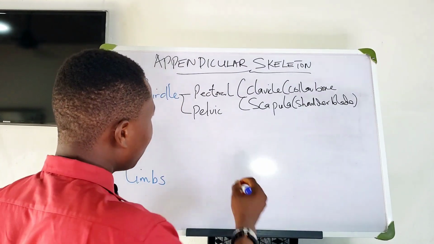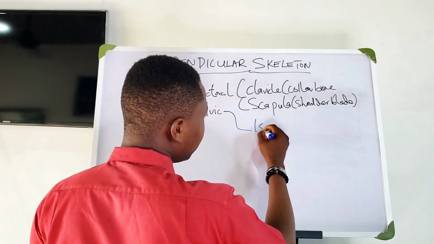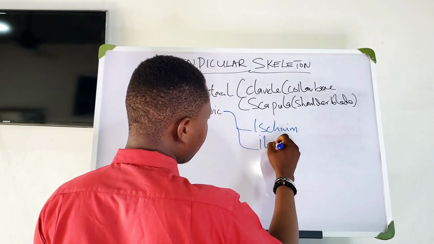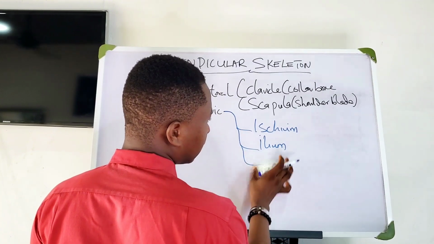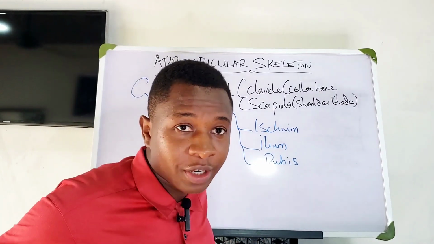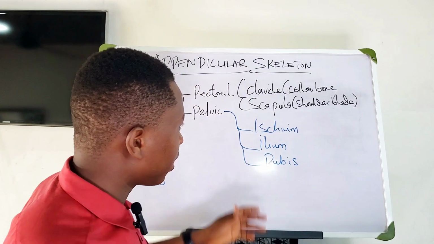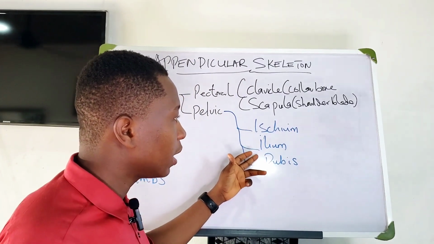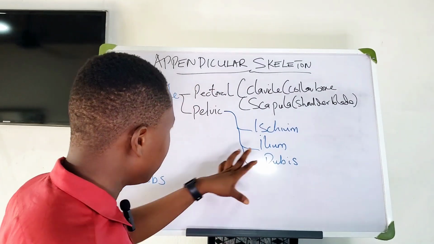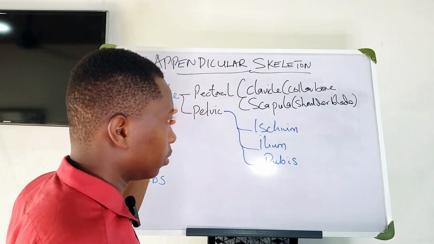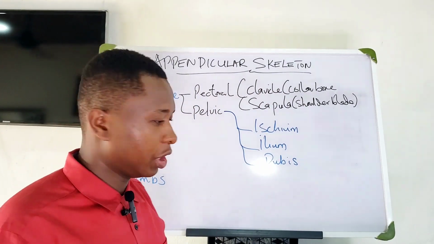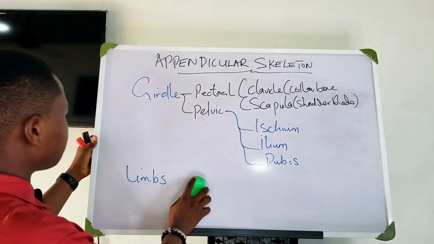The pelvic girdle is made up of three major bones: the ischium, the ilium, and the pubis. The pelvic girdle is found at the pelvic region, at the waist region. It comprises these three bones: the ischium, ilium, and the pubis. They protect the reproductive organs in the human. That's the major function of the pelvic girdle. So these are the major divisions of the girdle. Let's move over to the limb now.